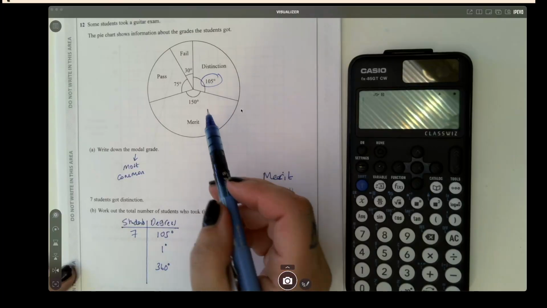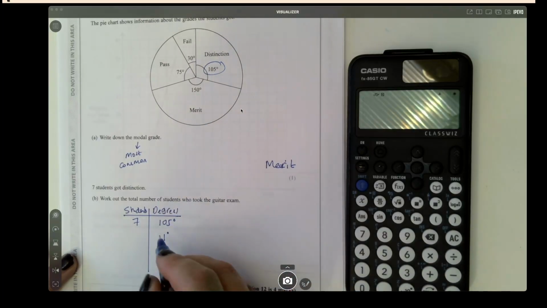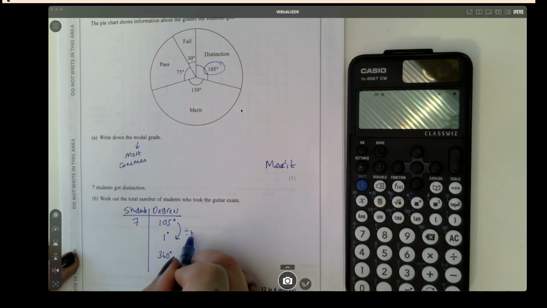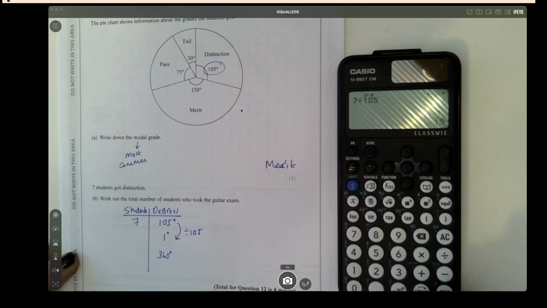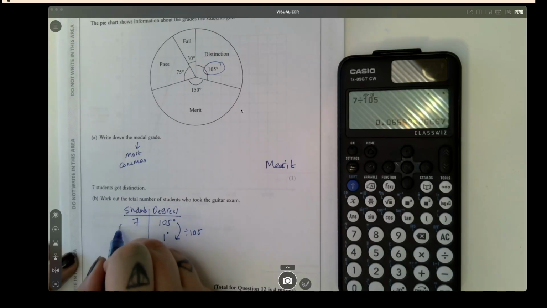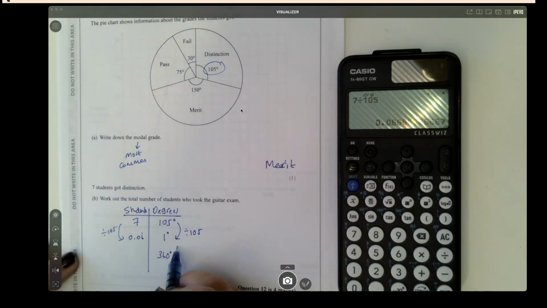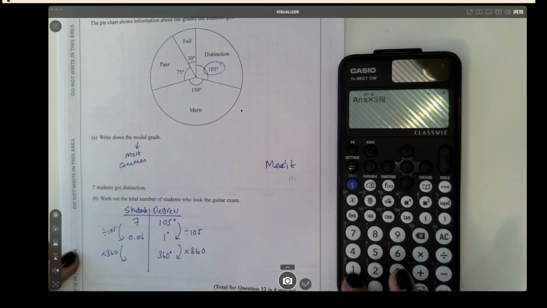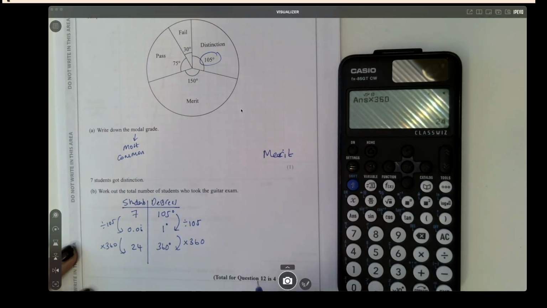we want to know what the whole pie chart is worth, and a circle, the angles inside a circle add to 360. So to go from 105 degrees to 1 degree, we're going to divide by 105. So 7 divided by 105. And then we're going to times by 360. So there are 24 students who took the guitar exam.